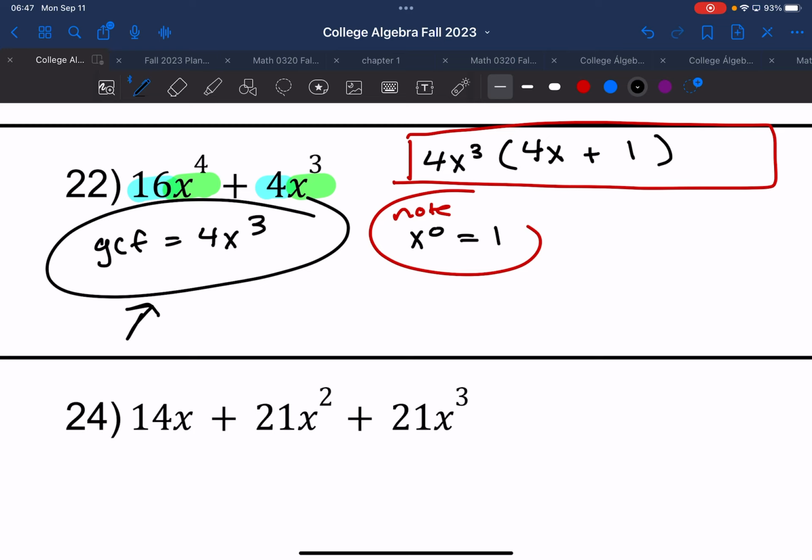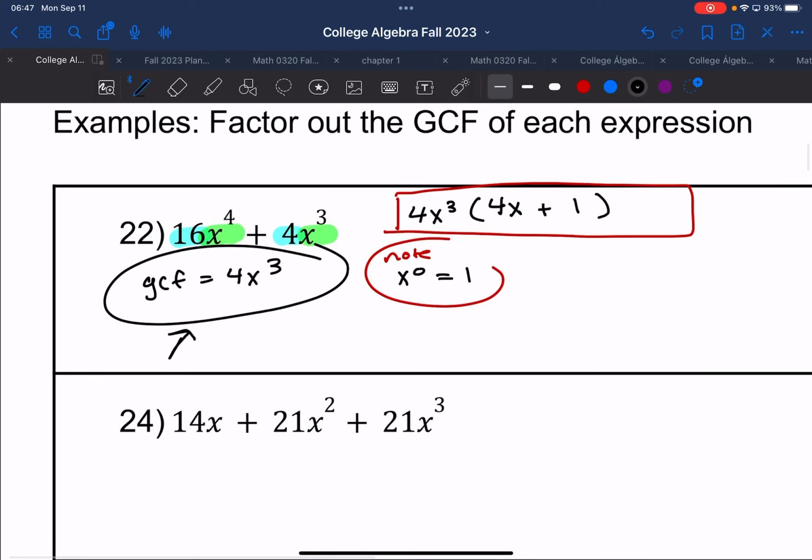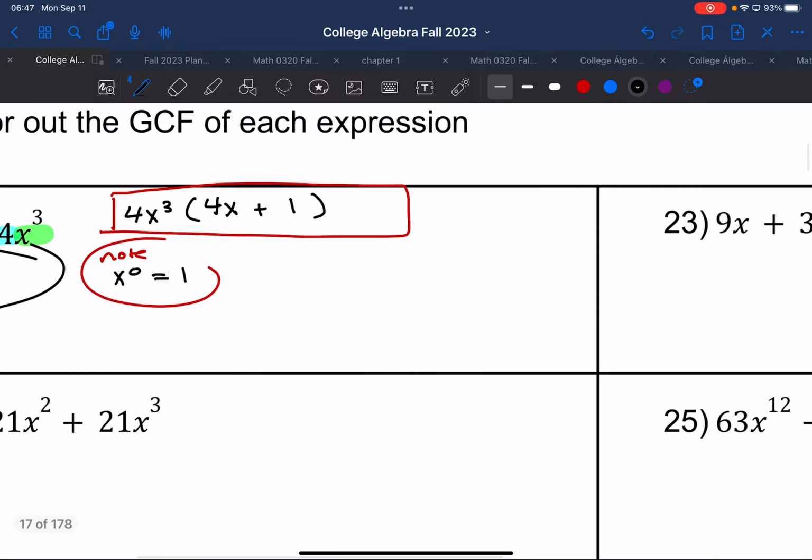So for the power numbers, like 4 and 3, the GCF is always going to be the lower number? Correct, correct. And if we have more than one variable, then it's going to be the lowest number for x, and then the lowest number for y, and so on and so forth. I think we'll see some of that here.